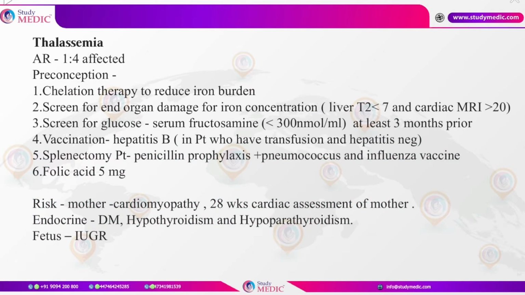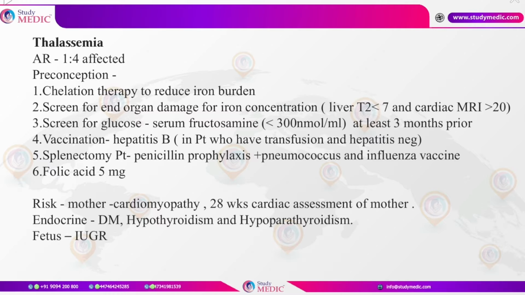Thalassemia is a medical condition which has an autosomal recessive pattern. It means that 1 in 4 is affected. Preconceptionally, couples should be advised about the requirement of chelation therapy to reduce the iron burden, and screened for end organ damage from iron concentration.